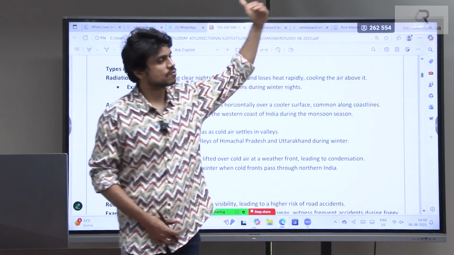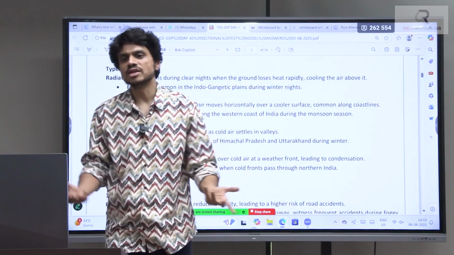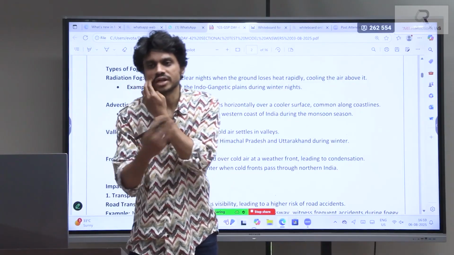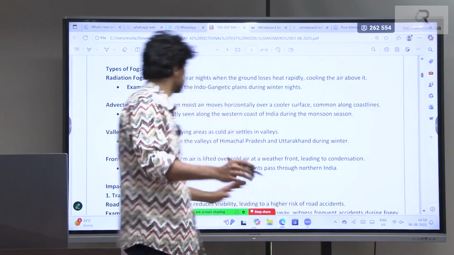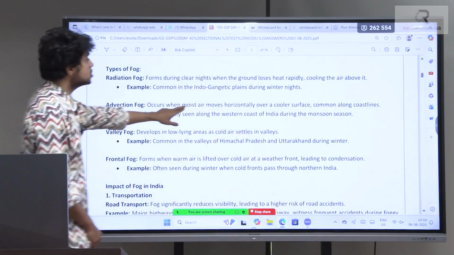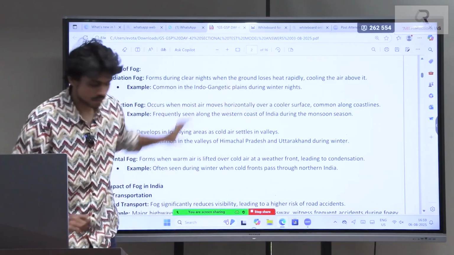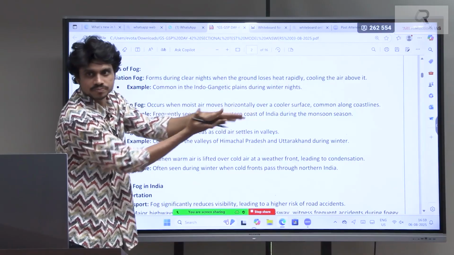From mountain areas, the cold air is coming and descending into the valley. That is called the valley fog. From some other areas, from the ocean air, some other cold air is entering into your area. Or the cooler surface, this could also be a scenario. When the moist air moves horizontally over the cooler surface, you already have the cooler surface, but warm air is coming. This warm air is being cooled from below.